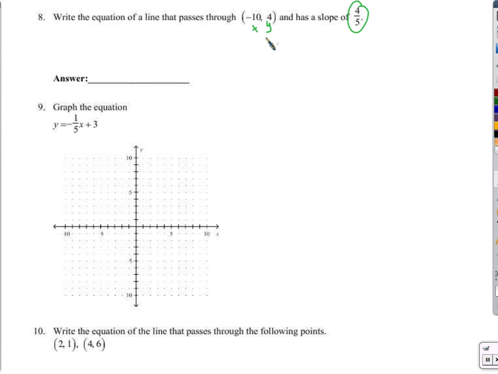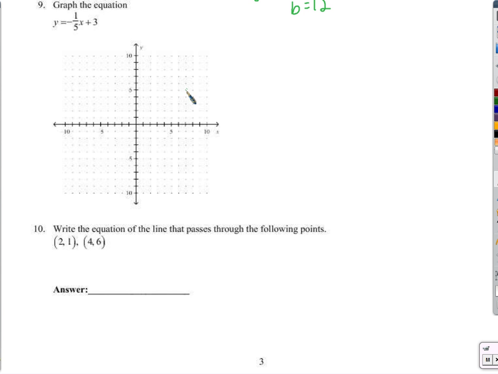So in y equals mx plus b, we'll say y is 4 equals the slope, which is 4/5, times x, which is negative 10, plus b, which we are about to figure out. Okay, 5 cancels with negative 10, gives us negative 2. 4 times negative 2 is negative 8, plus b. Add 8 to both sides and you get b is 12. Now we know m, and now we know b. y equals 4/5 x plus 12.